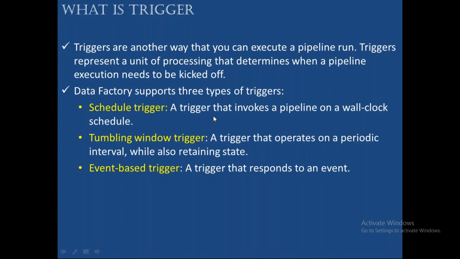If I say the tumbling window trigger window size is 12 hours, then for January 1st it will load the first 12 hours of data, then the next 12 hours of data. Then it will go to the next day, January 2nd, load the first 12 hours of data, and again the next 12 hours of data. So those are the windows. All these windows it will create.